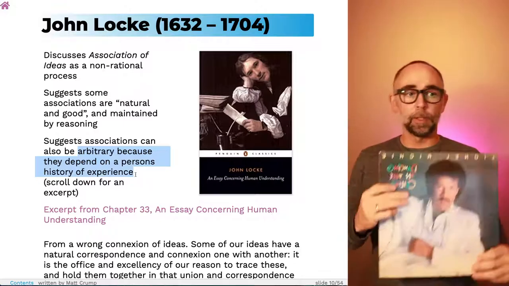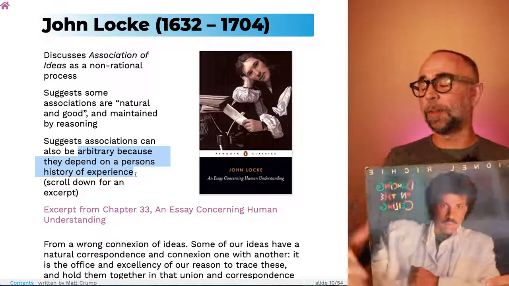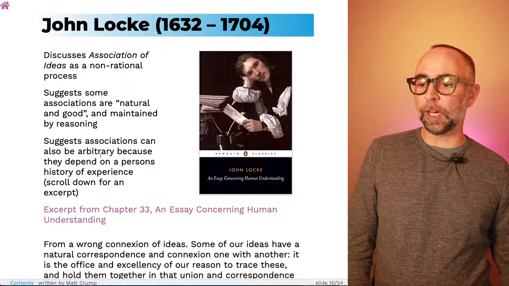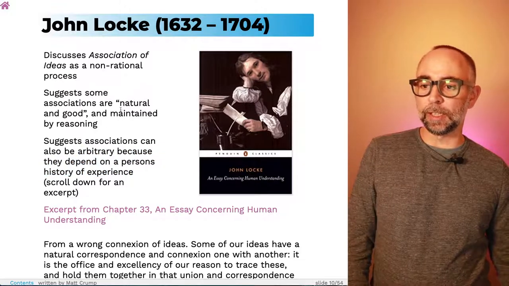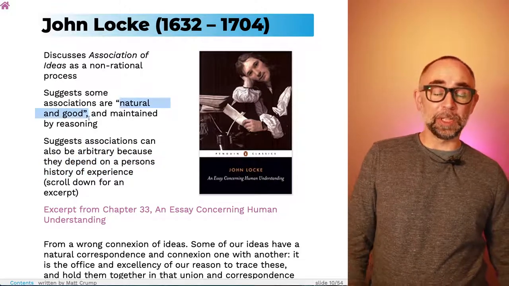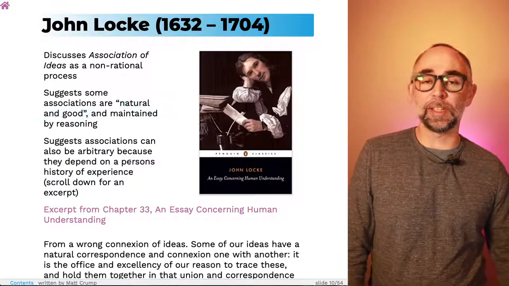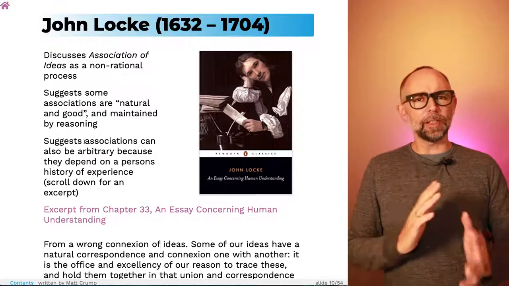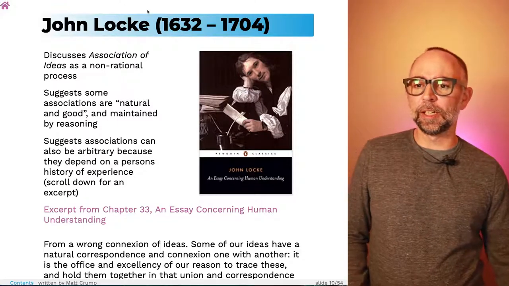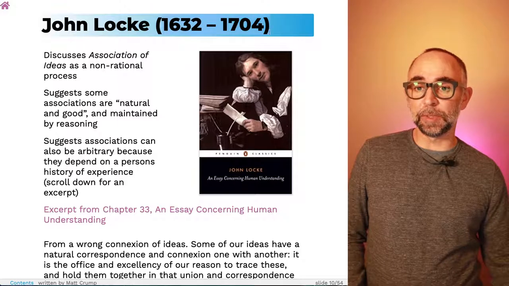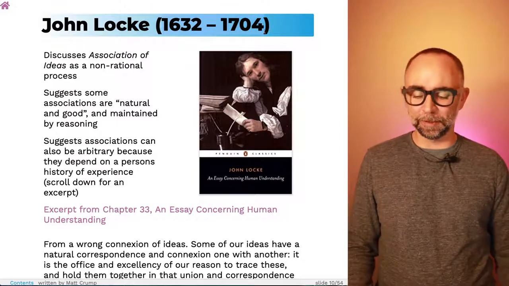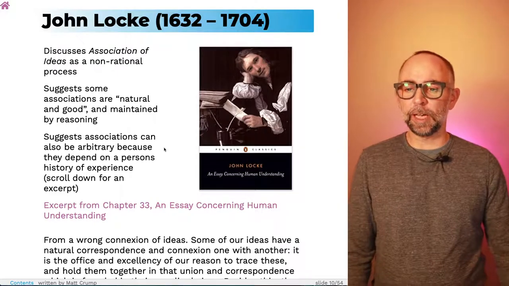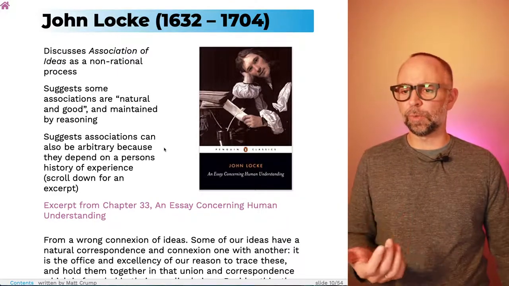So I've got particular experiences that happened in my life when I listened to Lionel Richie, and I've got associations with those things. So they're totally arbitrary. They're not necessarily natural and good and entirely rational. They're just things that happened when I was listening to Lionel Richie. And so John Locke is talking about these things from 1632 to 1704. That was the time period of his life. And he's starting to think about how these associations work.